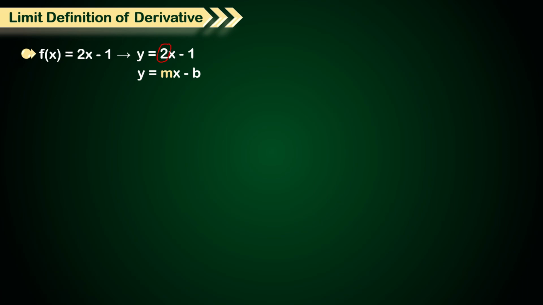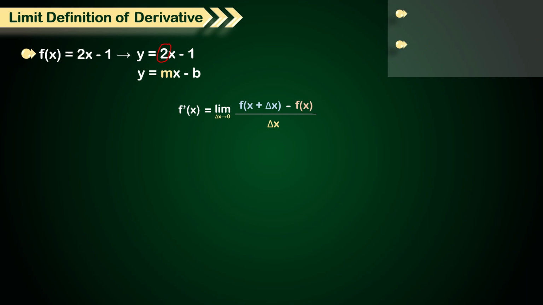The derivative of the function is equal to the limit of f of x plus delta x minus f of x over delta x as delta x approaches 0. There are multiple options to use this definition. For this video, personally, I prefer to solve it separately. To explain it, find f of x and f of x plus delta x separately.